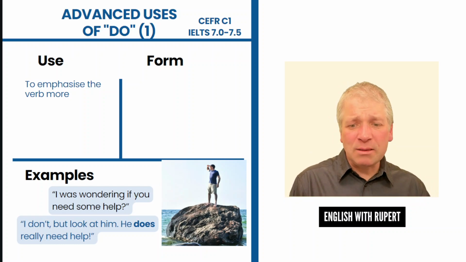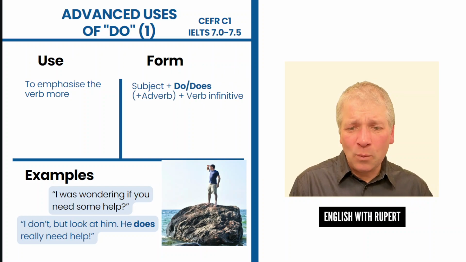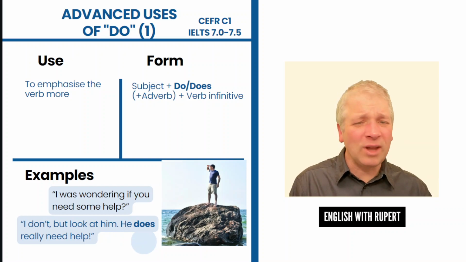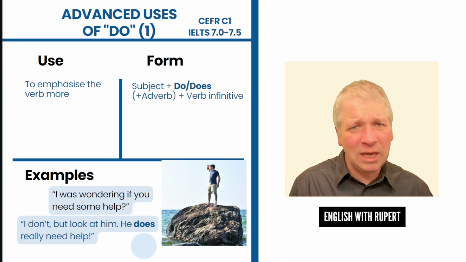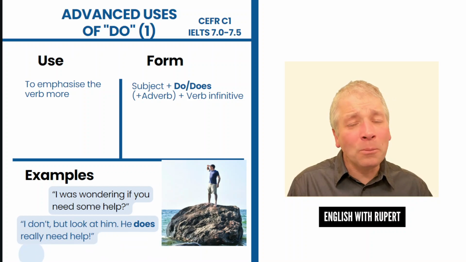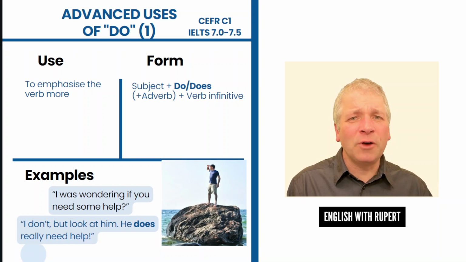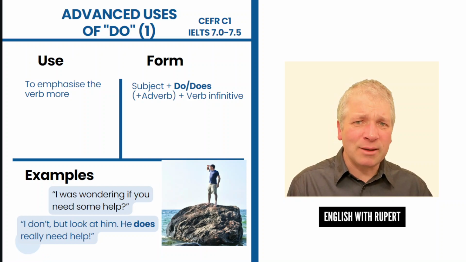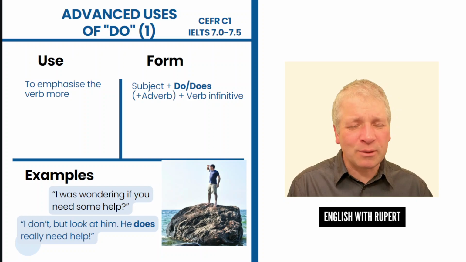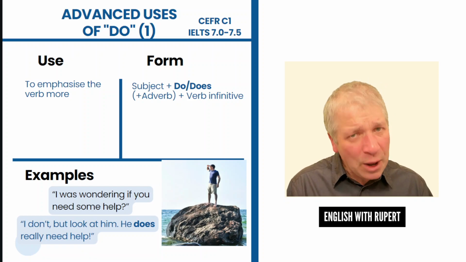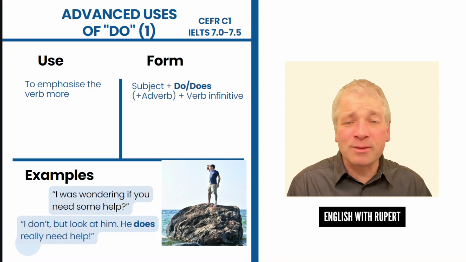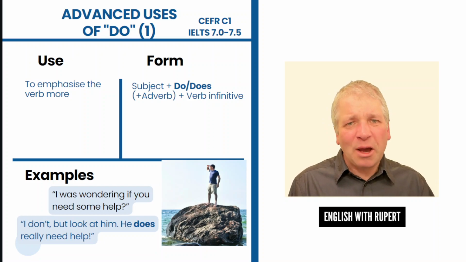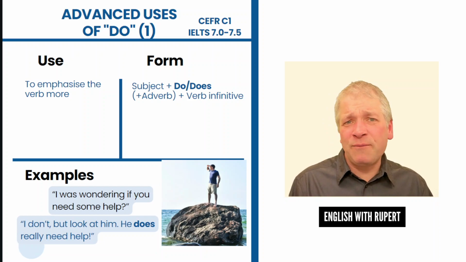The form is like this. First of all, we have the subject, which here is he. He is the subject of the sentence. Then do or does, depending on whether it's I, you, he, she, it, we, or they. And then we have optionally an adverb here. So really is an adverb that stresses the situation even more. We don't have to use it. You could say he does need help, but does really just increases the emphasis more.